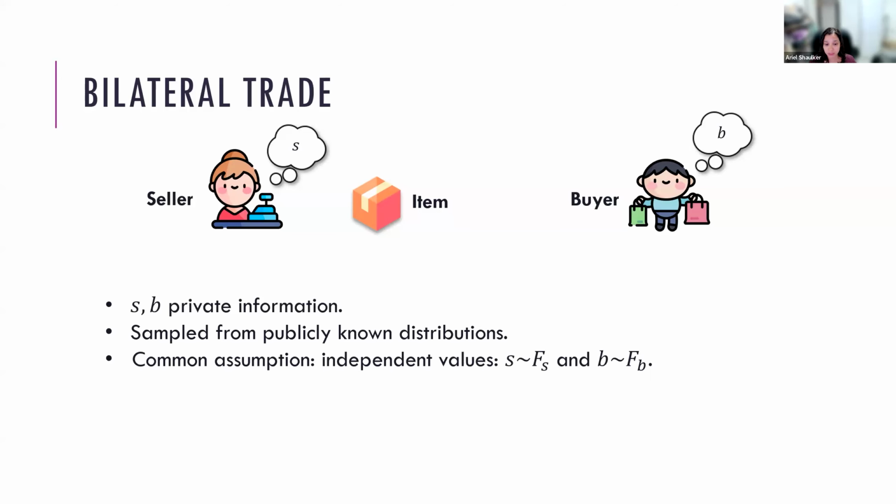A common assumption is that the values are sampled from independent distributions. The value S is sampled from some distribution f of S, and B is sampled from some distribution f of B. And now an instance of the bilateral trade problem is going to be a tuple of these two distributions.